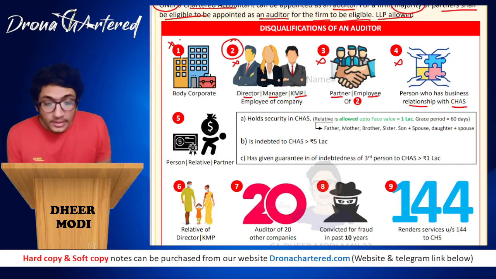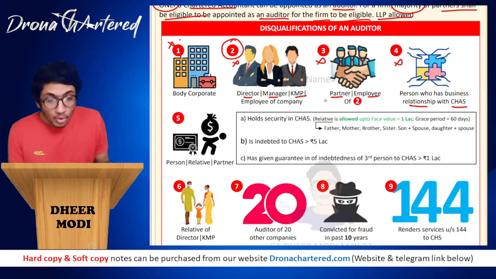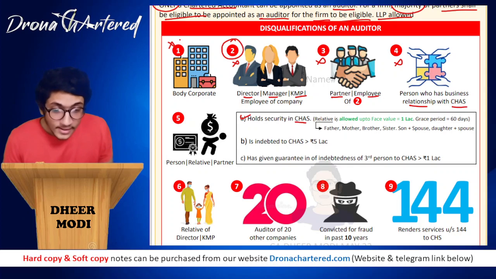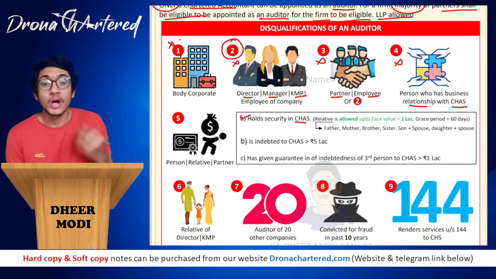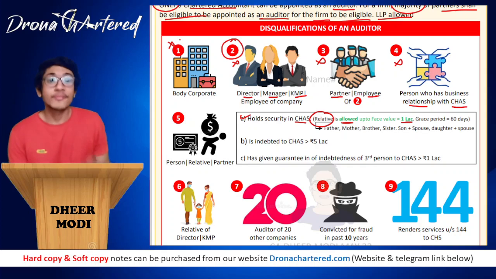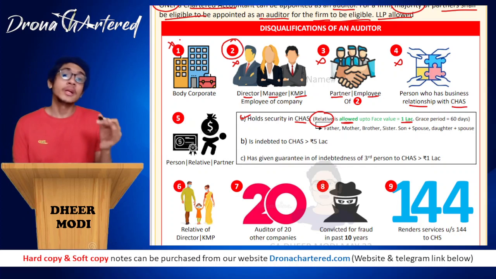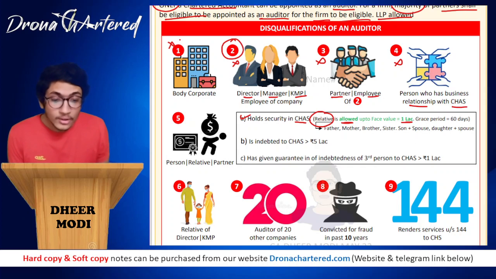Fifth is any person, relative, or partner who holds security in CHAS. Even if you hold 1 rupee of security, that is not allowed. However, a relative is allowed up to face value 1 lakh. Remember, it is not market value, it is face value. So if your relative holds up to face value of 1 lakh, it is okay.